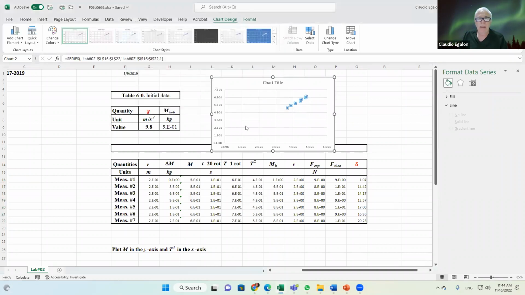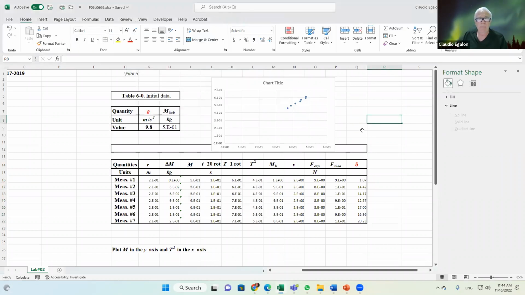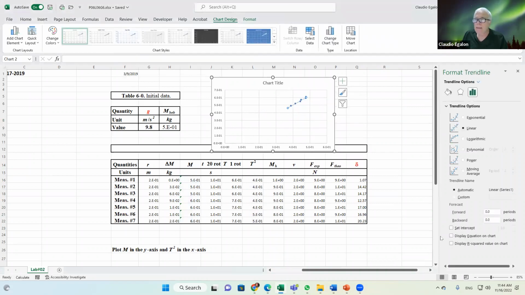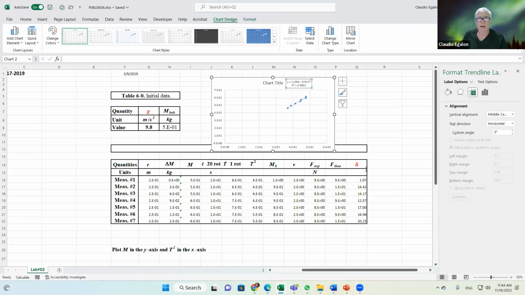Click OK, and now you have the correct plot. Now you have M along the y-axis and T square along the x-axis. Okay, and you can go ahead, put the trend line there and get the right slope for your graph.